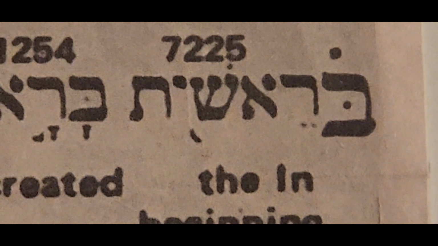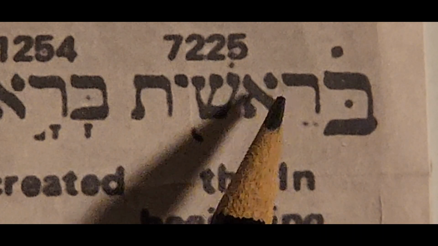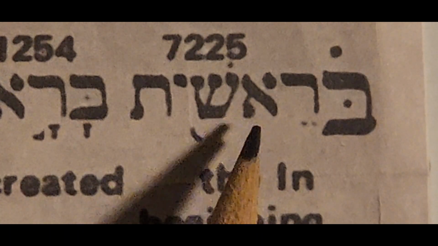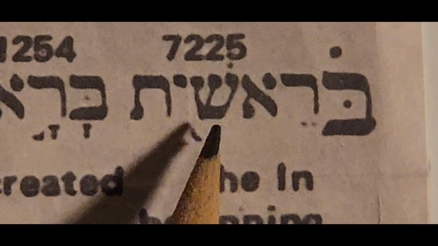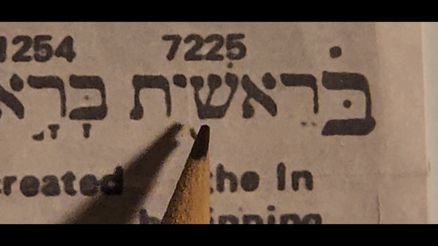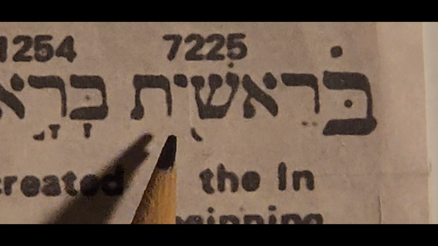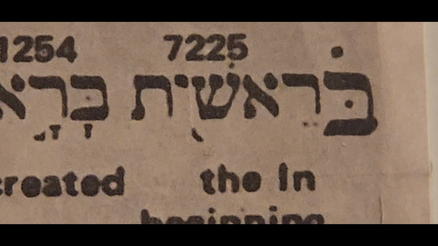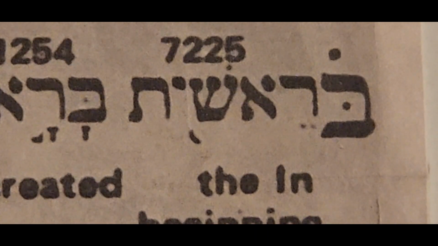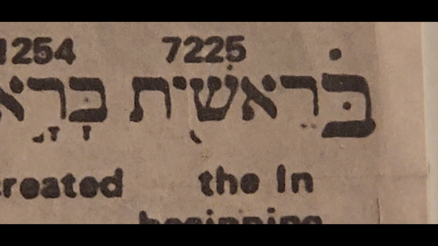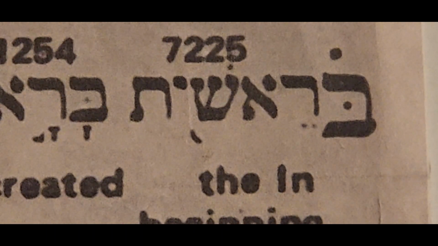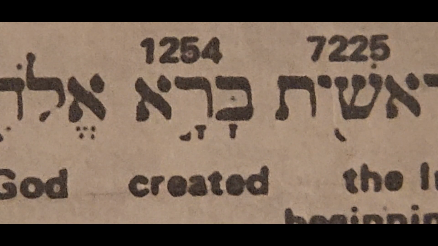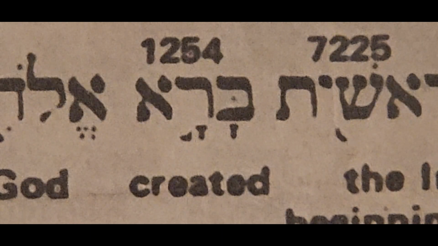The Bet gets the sound of B. Resh gets the sound of R. The Aleph usually gets the sound of an A or an Eh. The Shin is an S or SH. The Yod, in this case, will be getting an I sound as in machine. And the Tav will get the T sound. So that would be Bereshit. And the translation for Bereshit, of course, is in the beginning.